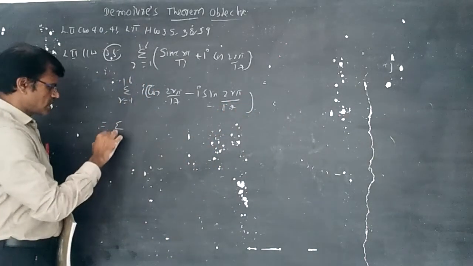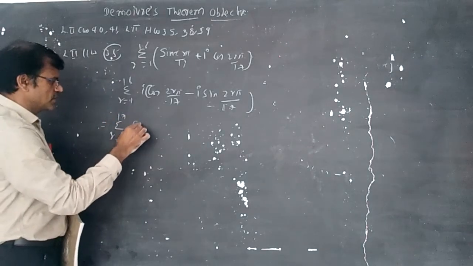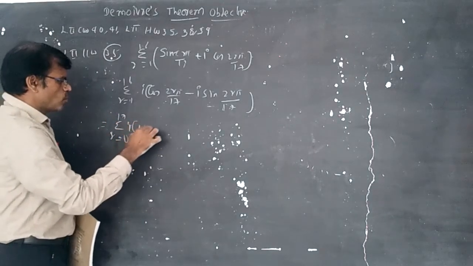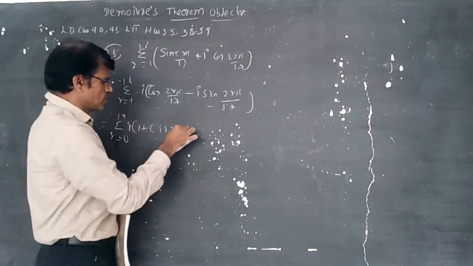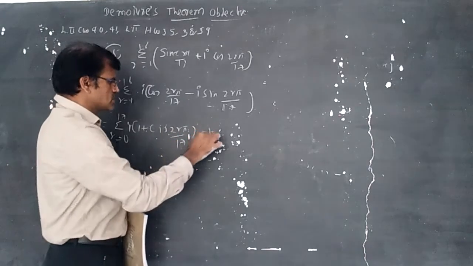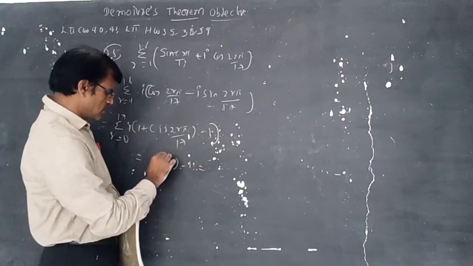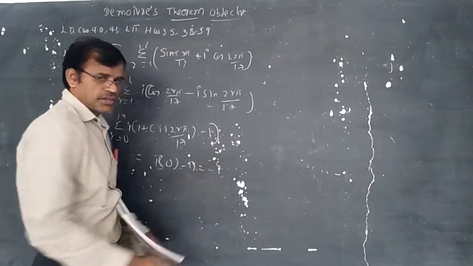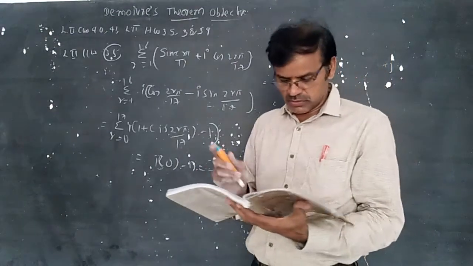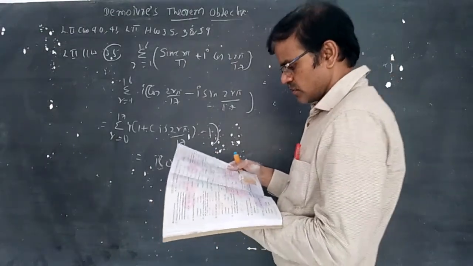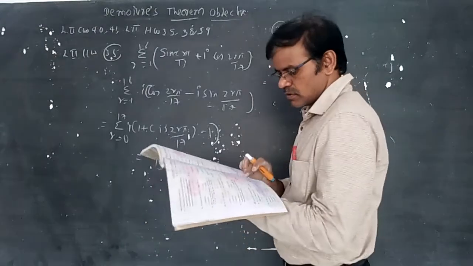Add and subtract 1, so it becomes the sum for r equals 0 to 17. Take i common: 1 plus cis 2rπ/17, of course it becomes 0, minus 1. That is equal to i into 0 minus 1, which becomes minus i. Next one: third option. 38th question.